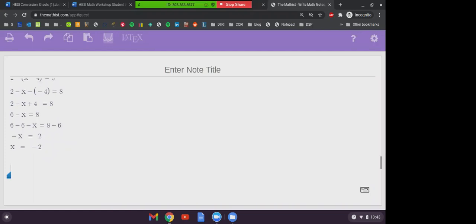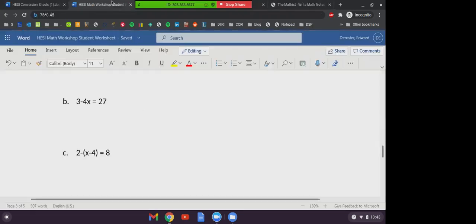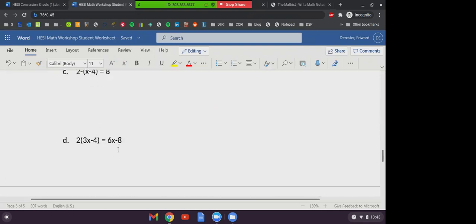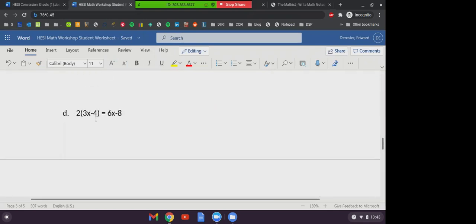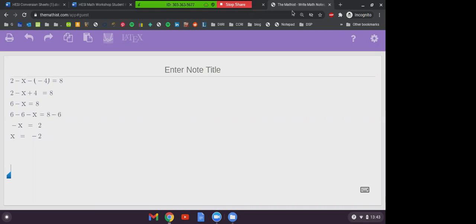All right. And then our last equation, D, is 2 times 3x minus 4 equals 6x minus 8. Okay, so 2 times the parentheses 3x minus 4 equals 6x minus 8. I'm going to distribute the 2. So 2 times 3x is 6x. 2 times negative 4 is negative 8. And I get 6x minus 8 equals 6x minus 8.